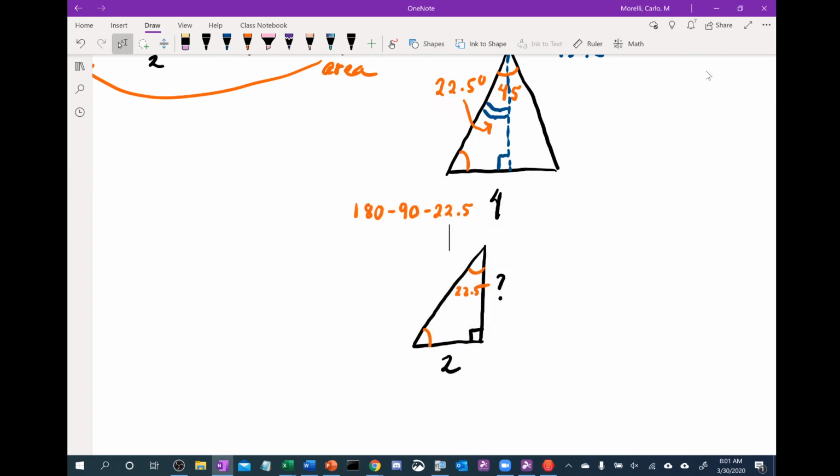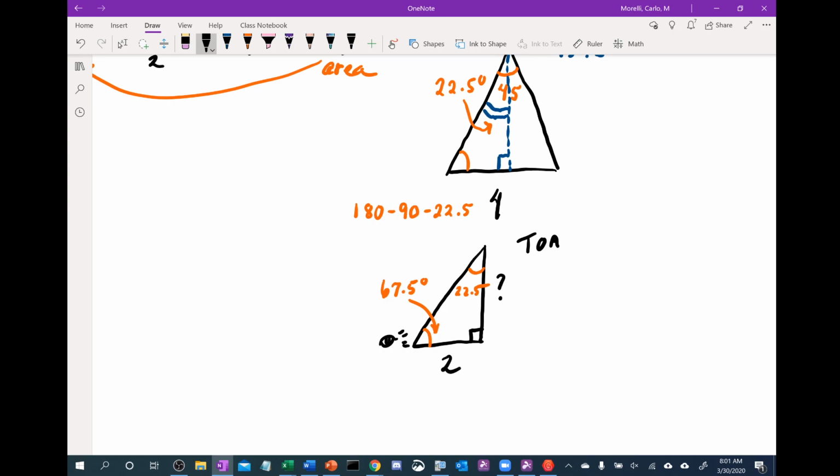67.5. Okay, so that means that this angle right here is 67.5 degrees. So let's go through our process. We're looking this way. We want to use the TOA, tangent equals opposite over adjacent.